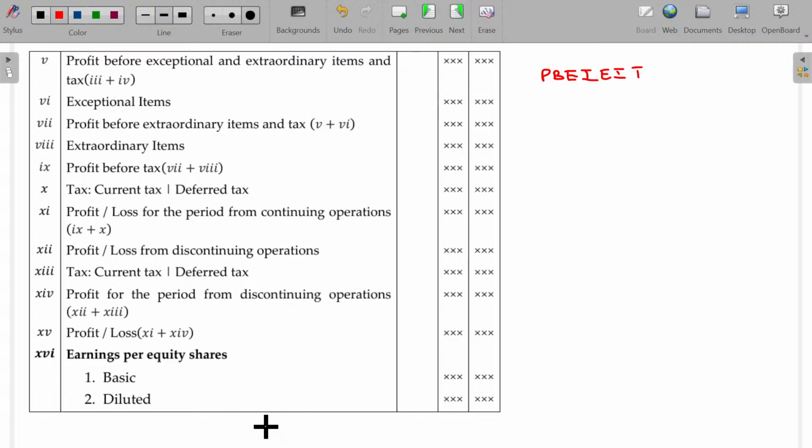You might have heard about the term profit before tax, isn't it? But here, not only profit before tax, profit before exceptional item and extraordinary item and interest. Then from this, it is very clear. First, you have to subtract exceptional item. Next, you have to subtract the extraordinary item. Next, you have to subtract the interest component, tax component to get the profit after tax. Clear? Now, I'll start with subtracting the exceptional item.